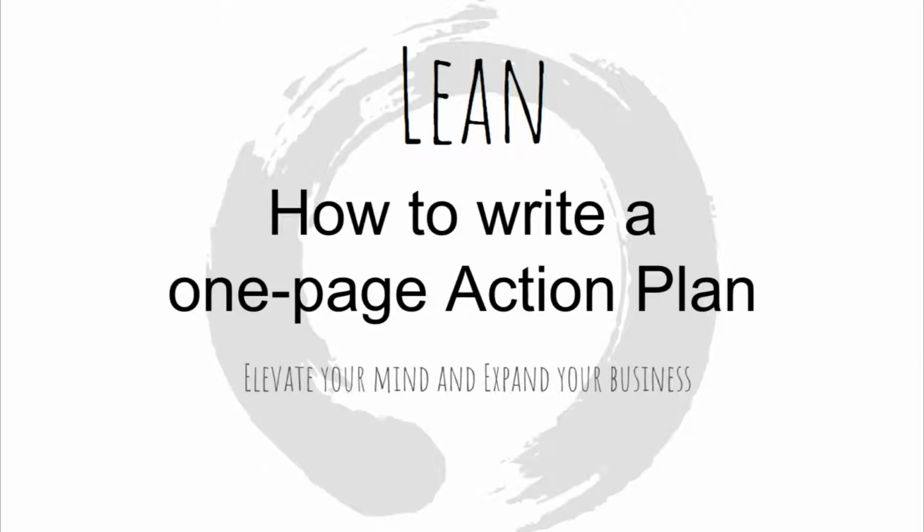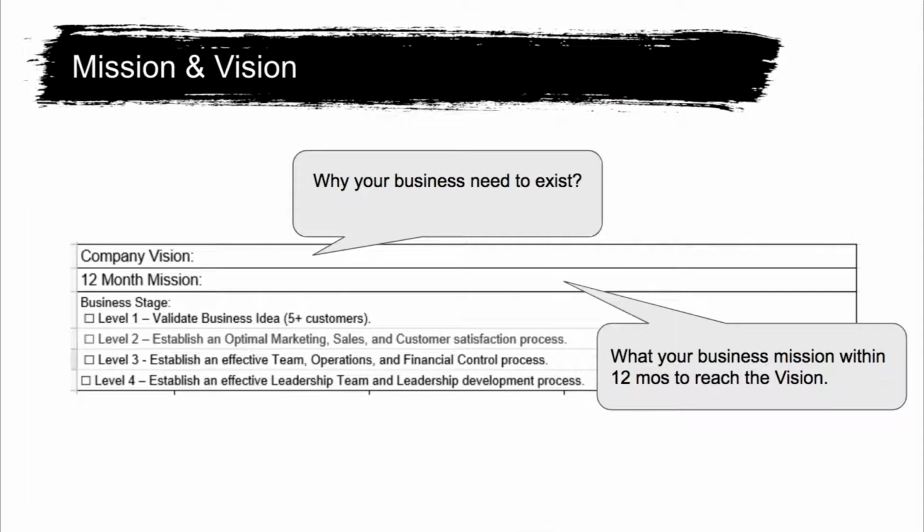How to write a one-page action plan. Clearly state the purpose and mission of your business. Why your business needs to exist. What is your business mission within 12 months to reach the vision.